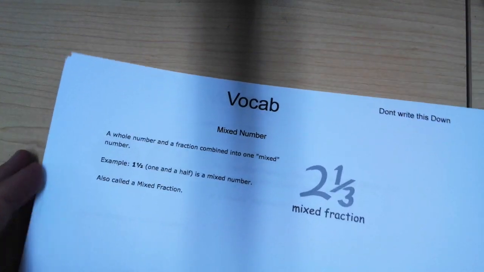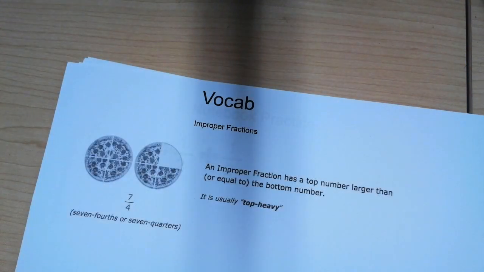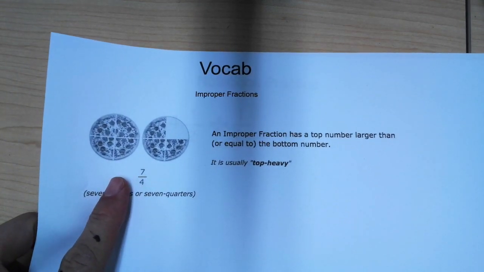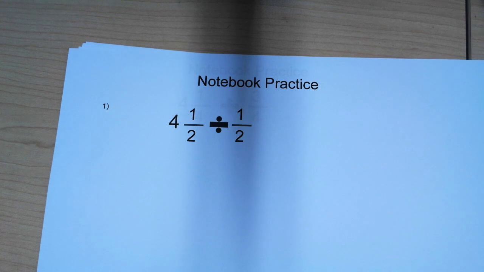Okay, mixed numbers: a whole number mixed with a fraction. Improper fractions are considered top heavy, where the bigger number is on the top. Let's do some notebook practice.